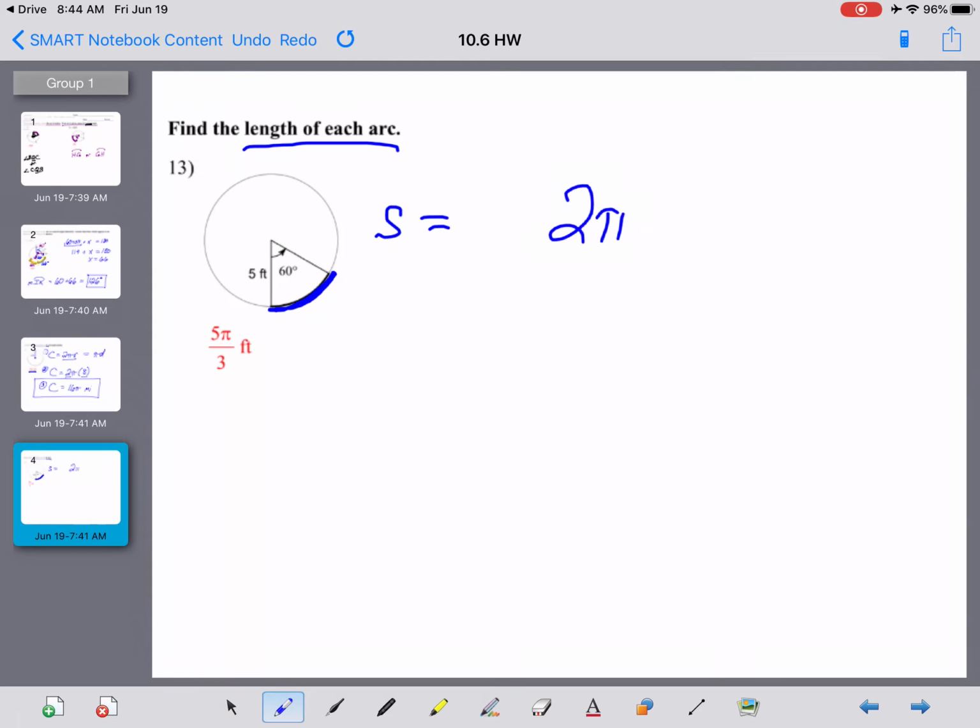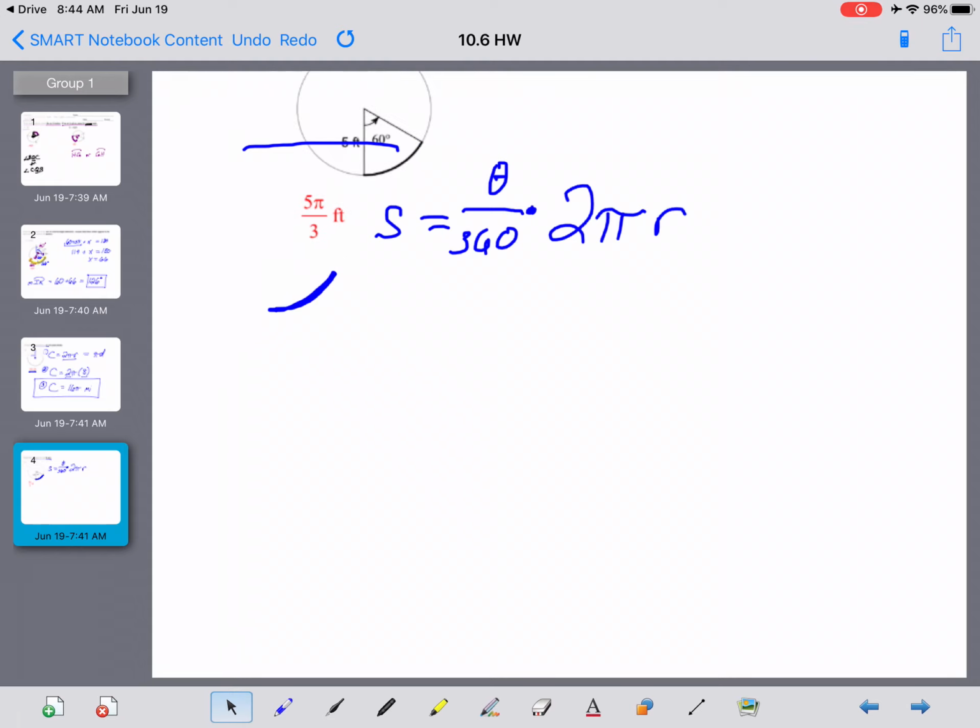But we don't want all of the circumference. We only want a part of it. So that's why we're going to multiply that formula by a fraction. And that fraction is going to have 360 on the bottom because every circle is made up of a total of 360 degrees. And then we like to put theta, that Greek letter again, to represent the measure of our central angle or the measure of our arc. Those are both really the same thing.